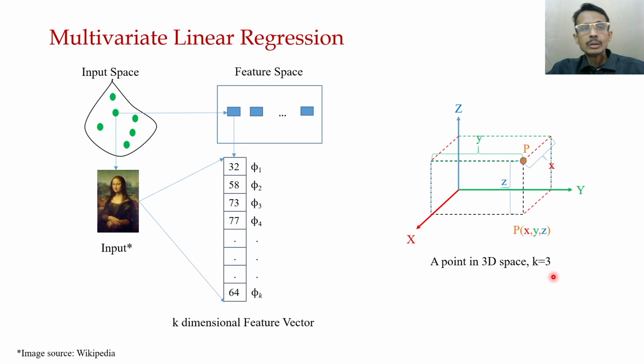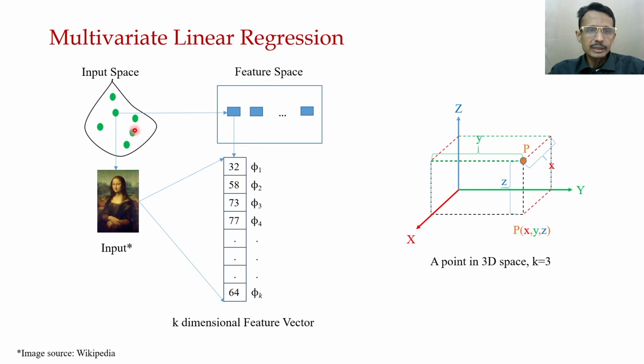As of now, what we have discussed is univariate linear regression, where the input variable x is single dimension. Now we go for multivariate, that means our linear regression has more than one variable. But before discussing multivariate linear regression, we want to understand what the input space is and what the feature space is.